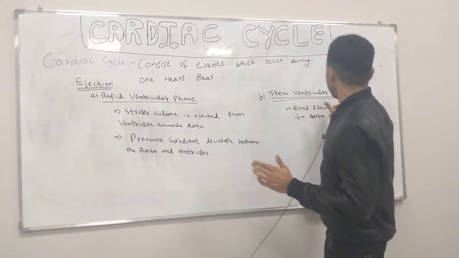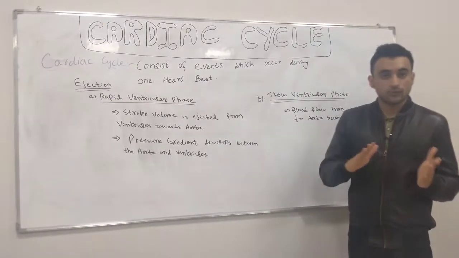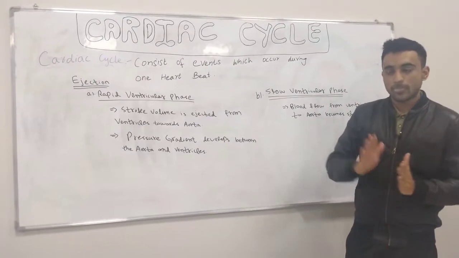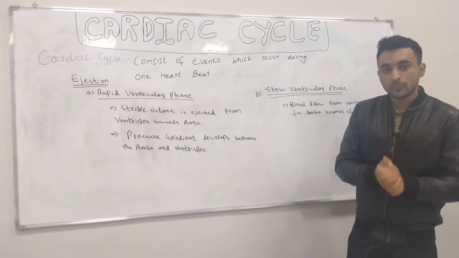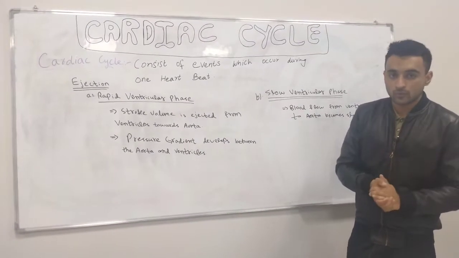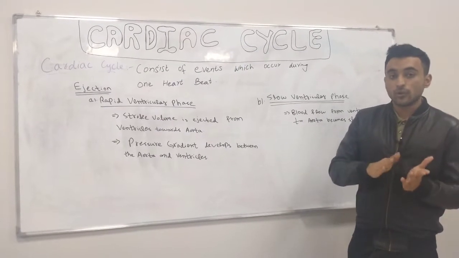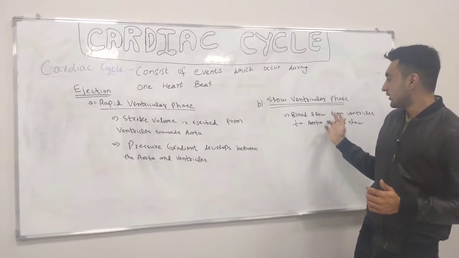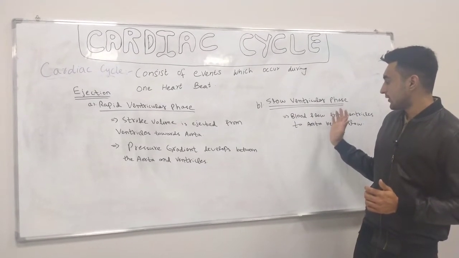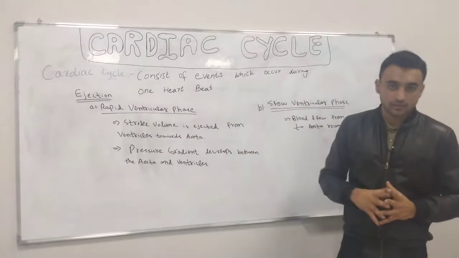In the slow ventricular phase, the whole stroke volume has now shifted from the ventricles to the aorta and through the whole systemic circulation. So now the amount of blood in the ventricle is very low. A small amount of blood slowly flows from the ventricles towards the aorta. That is why it is termed the slow ventricular phase. This phase is followed by the T wave, which we will discuss later.